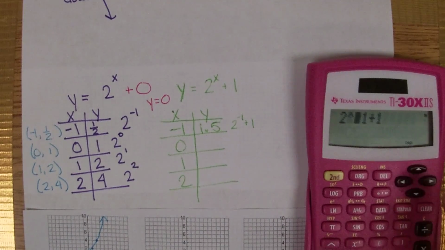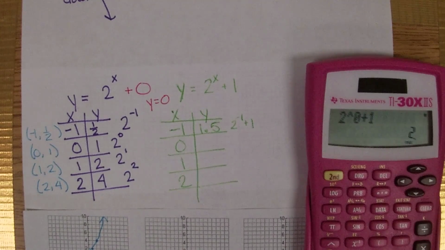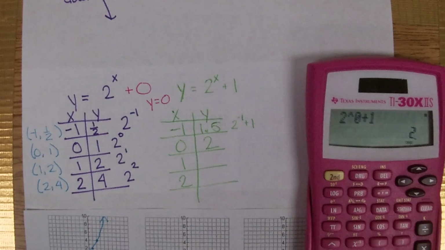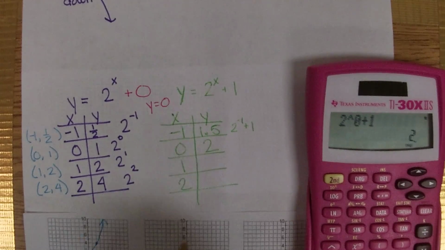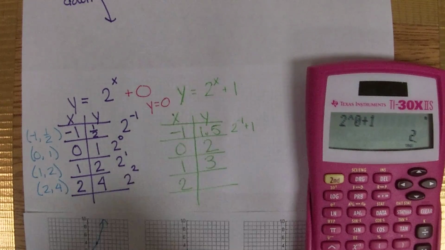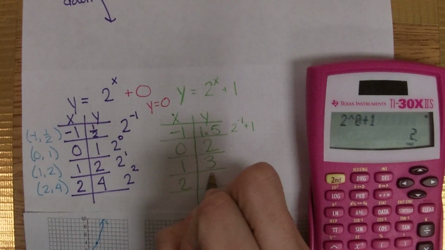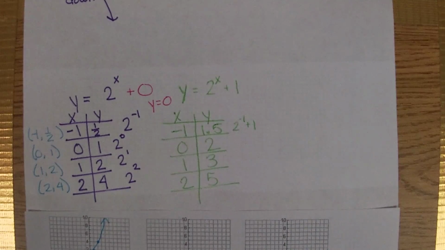Just like we did with quadratics, right? If you move this up here and change it to a 0. 2 to the 1st power is 2, plus 1 is 3. 2 squared is 4, plus 1 is 5.